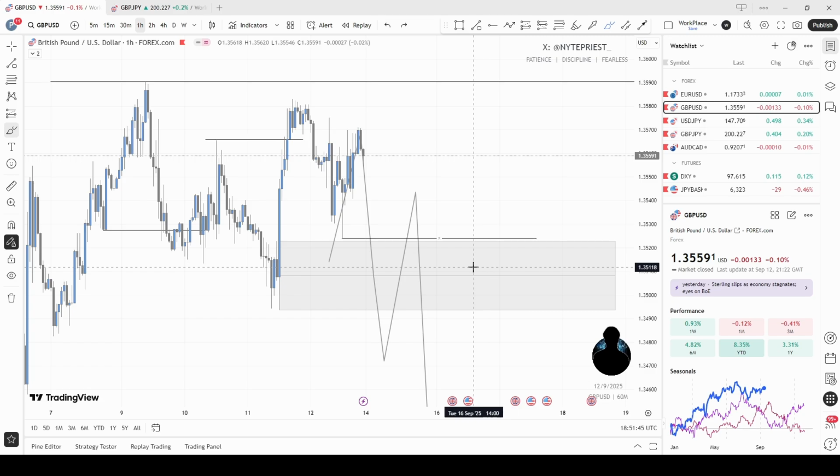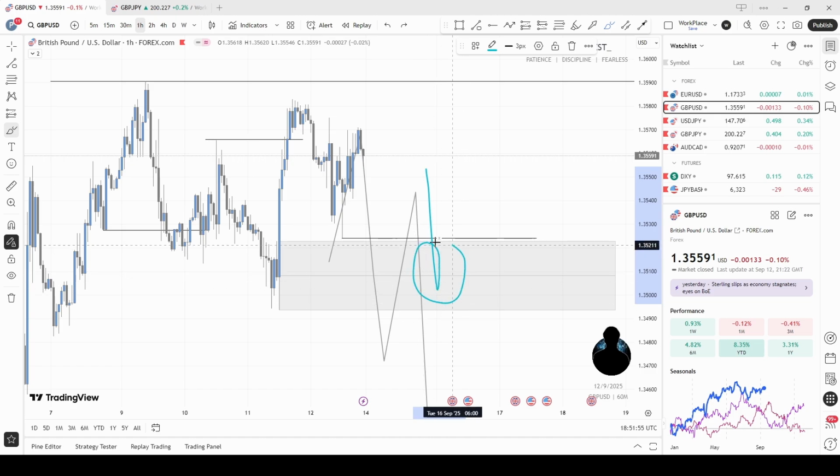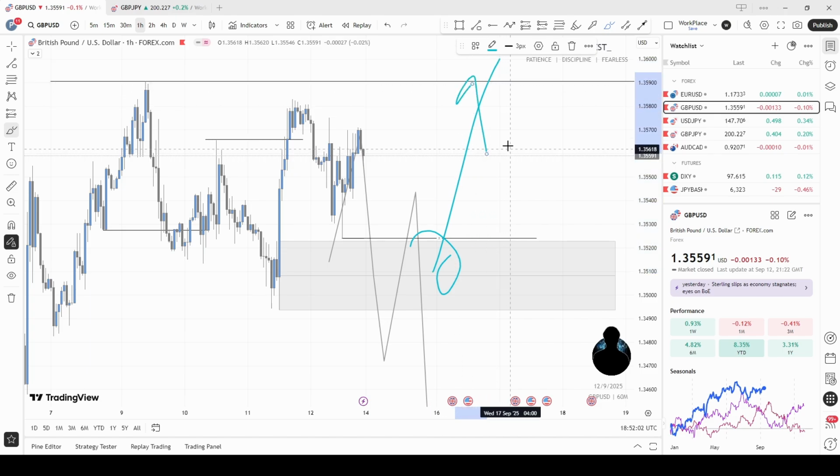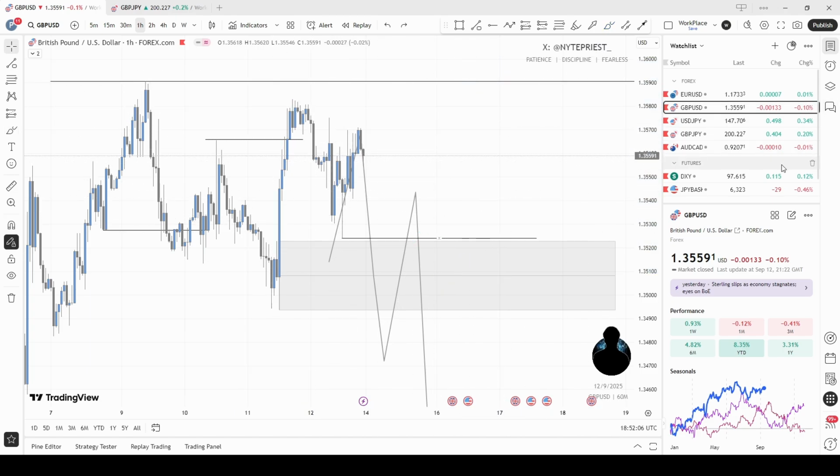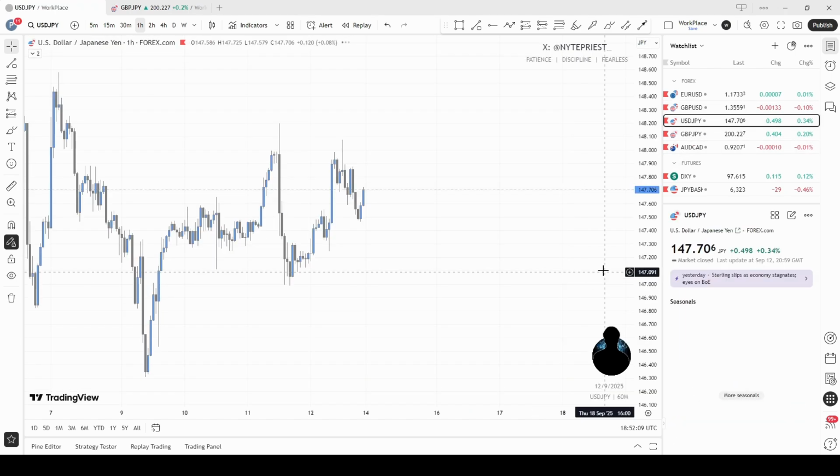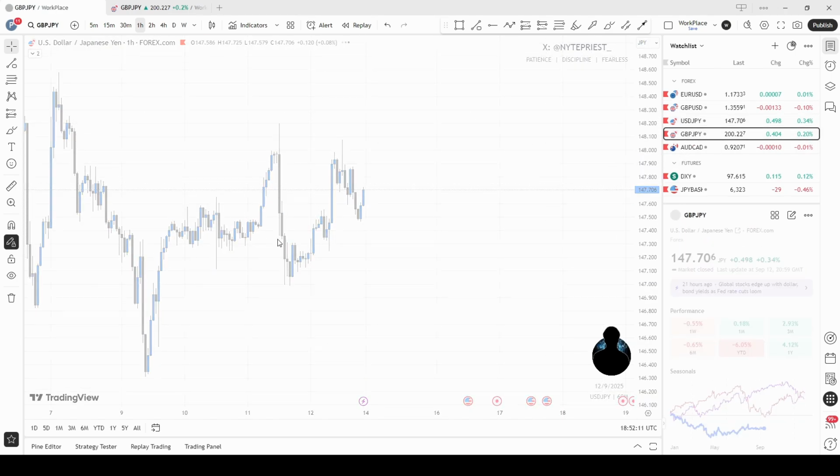We can also watch how price will react from this demand zone. If this demand fails, then we can sell. But if it holds, then we can buy to break that high. All right, so let's go down to the GBPJPY.